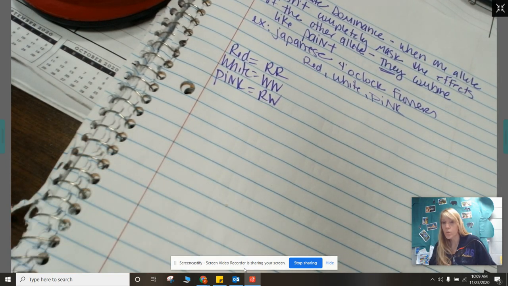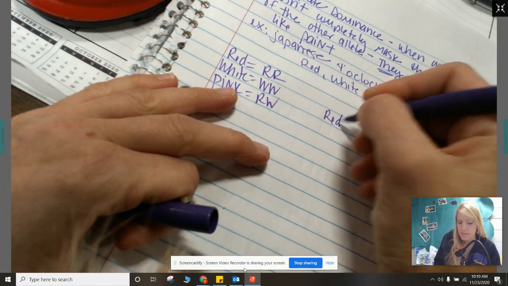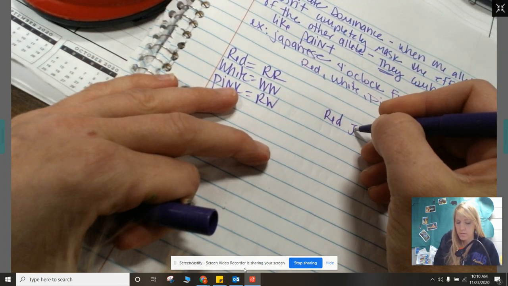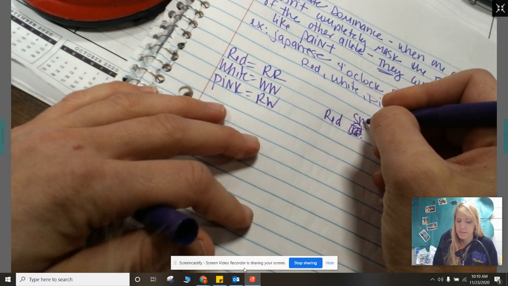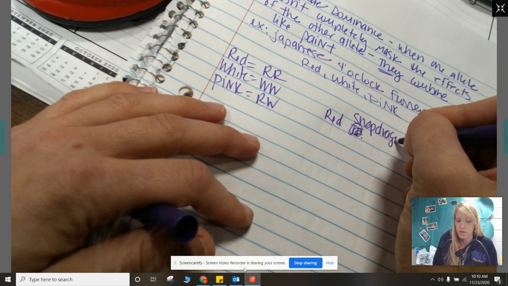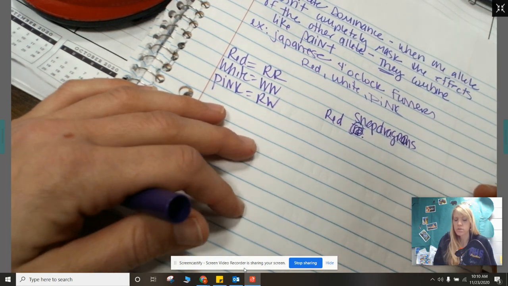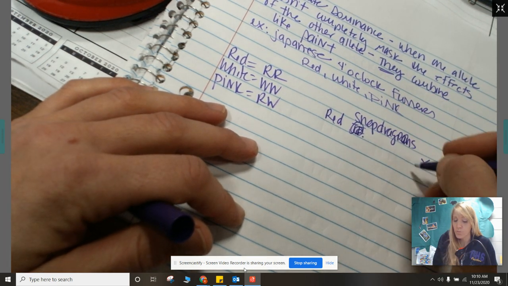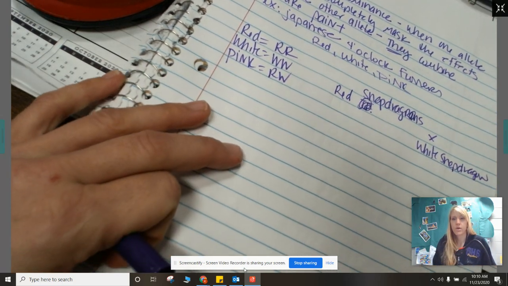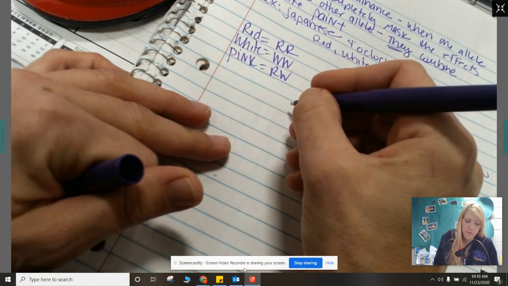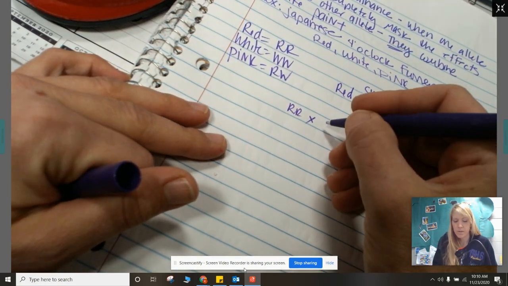All right. So say we're at a flower shop and it's Valentine's Day and all we have is red and white flowers. We need more. We have to make them. So we're going to mix a red Japanese 4 o'clock. Or snapdragons. Snapdragons is easier to write. It's not easier, just shorter. A red snapdragon with a white snapdragon. Got that? All right, so what are the alleles? Red would be big R. White would be big W.